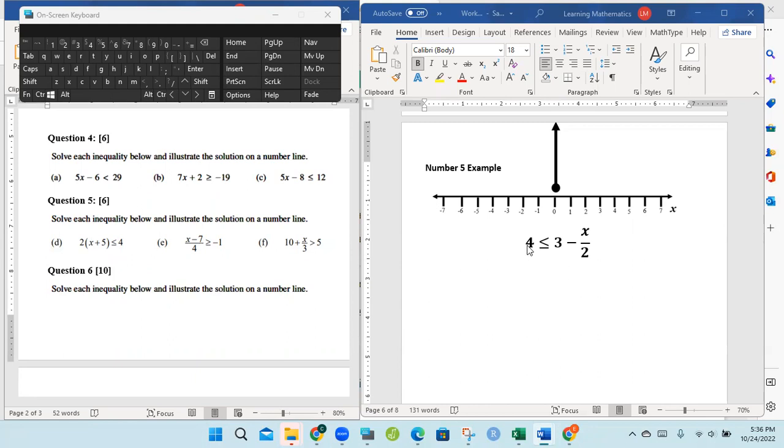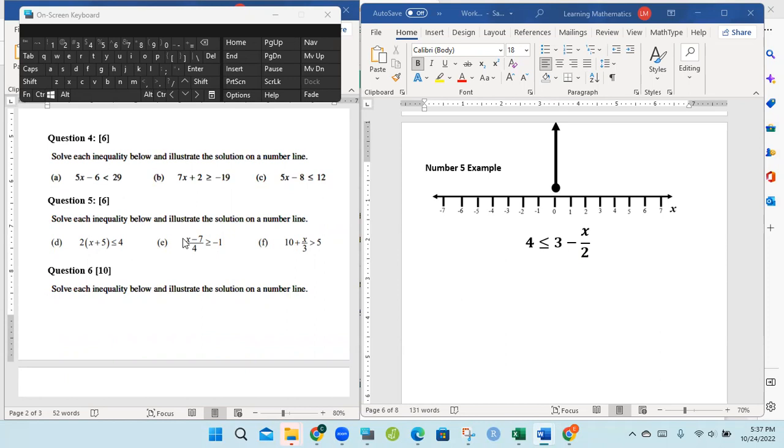Here we have 4 is less than or equal to 3 minus x divided by 2. So as you can see, it's only x that is divided by 2. Okay. Now, when you are solving linear equations or linear inequalities, as soon as possible, it's a good idea to cancel out your denominator, just like how we have a 4 there. Cancel out that 4, that 3 there.